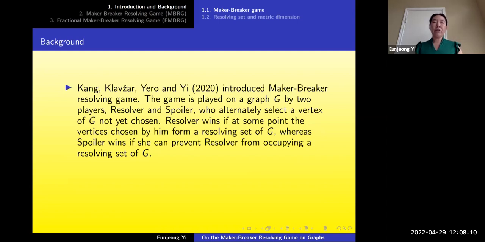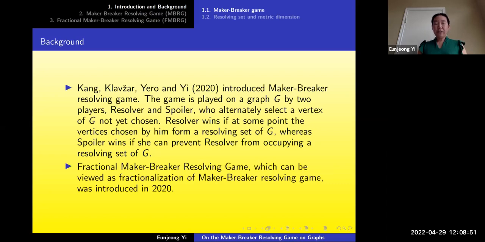And Kang et al. introduced a couple of years ago the maker-breaker resolving game. So this time we are applying the concept of maker-breaker game onto a resolving game. This game is played on a graph G by two players. We call them resolver, which corresponds to maker, and spoiler, corresponding to breaker. Resolver and spoiler alternately select a vertex of G not yet chosen, and resolver wins if at some point the vertices chosen by him form a resolving set of graph G. Otherwise, spoiler wins if she can prevent resolver from occupying a resolving set of the graph G throughout the course of the game. Next.